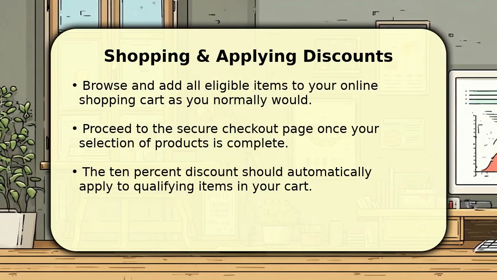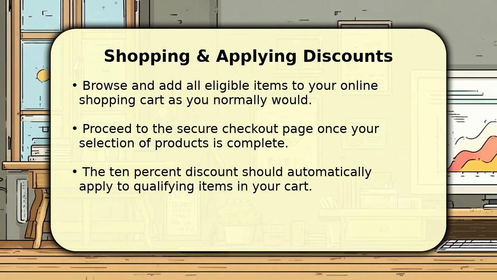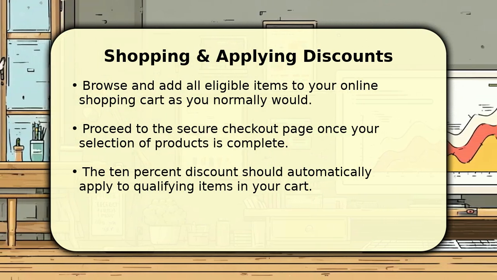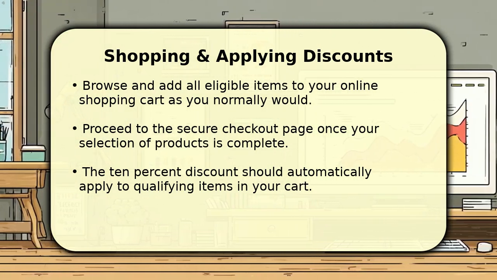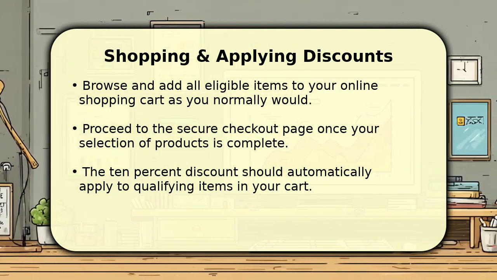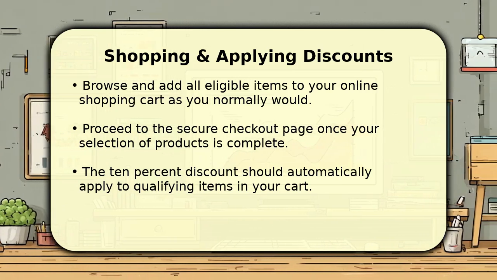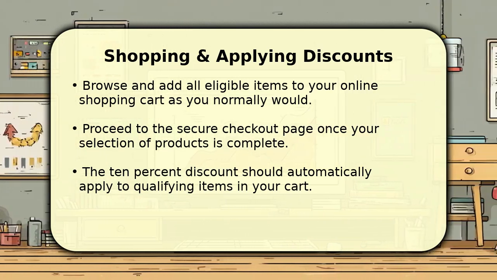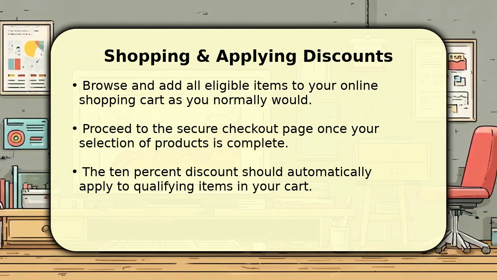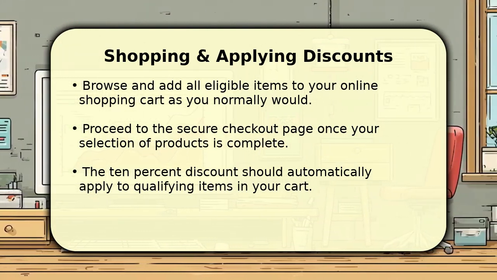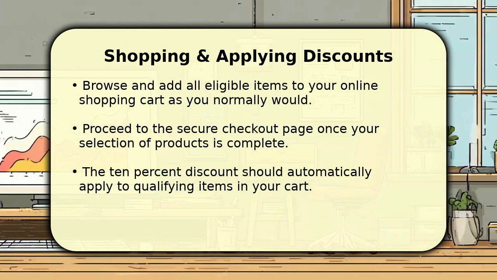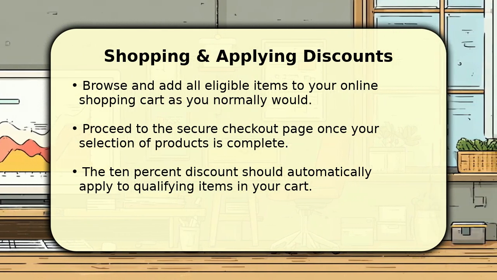After successfully linking your card, you can begin shopping on Walmart.com. Simply add all the items you wish to purchase to your shopping cart. When you proceed to the checkout page, the system automatically checks for eligible items. For most general merchandise, a 10% discount should appear, reducing your total. Always take a moment to review your order summary before finalizing the purchase, just to ensure your discount has been correctly applied. This confirmation step guarantees you receive the savings you are entitled to.